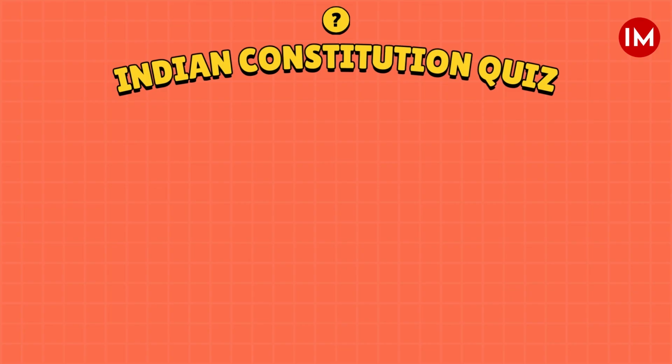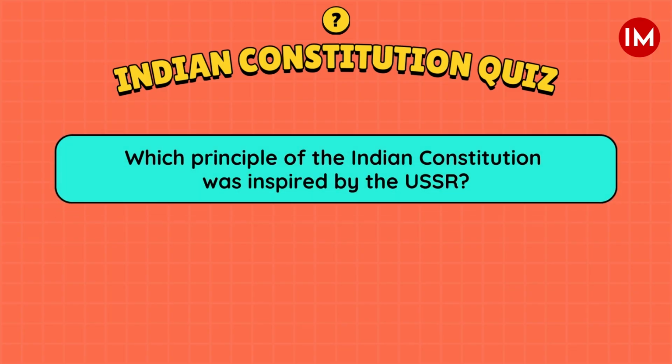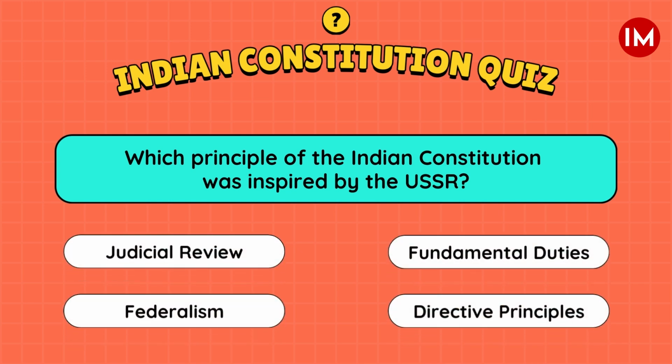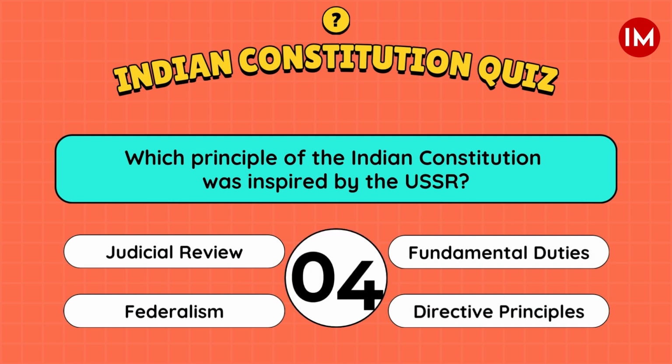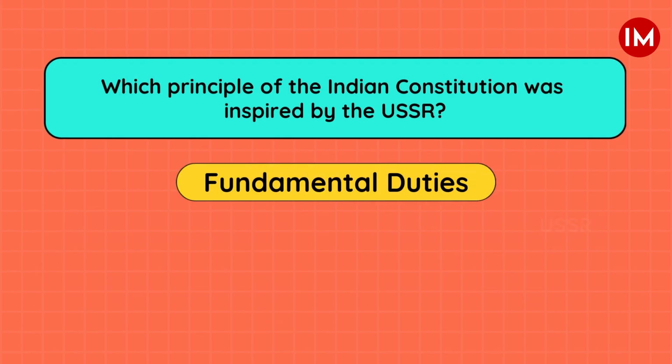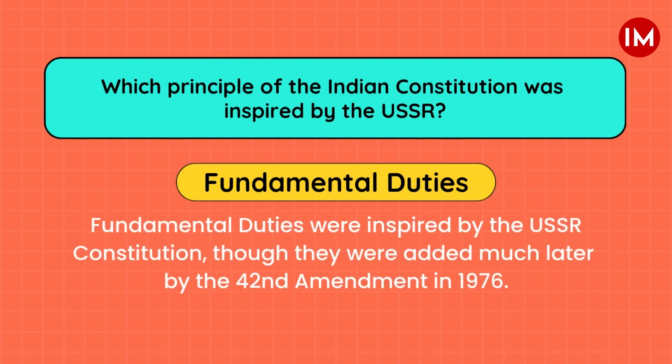Question 19. Which principle of the Indian Constitution was inspired by the USSR? A. Judicial review, B. Fundamental duties, C. Federalism, D. Directive principles. The correct answer is B. Fundamental duties. Fundamental duties were inspired by the USSR Constitution, though they were added much later by the 42nd Amendment in 1976.